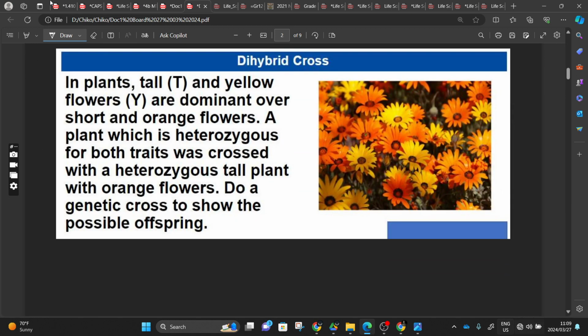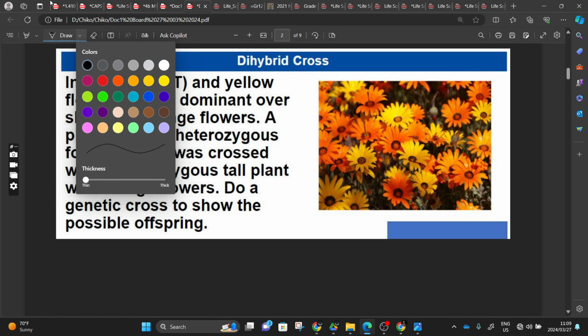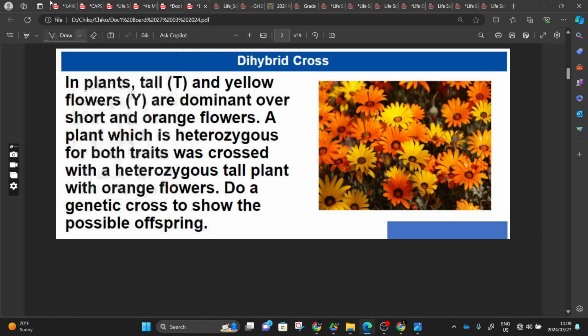Here's an example. Dihybrid example. Mostly they will give examples like this, né? But in plants, I'm using white there. Let's use black this time around. Then let's increase. So I hope you understand, guys.